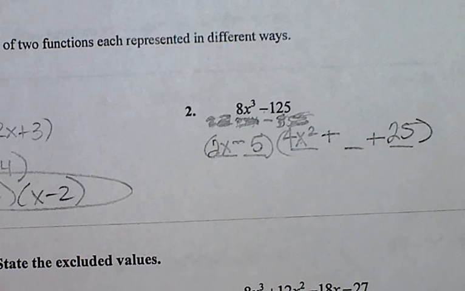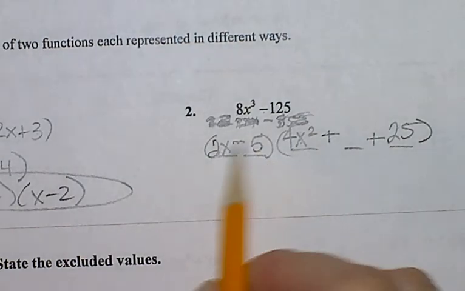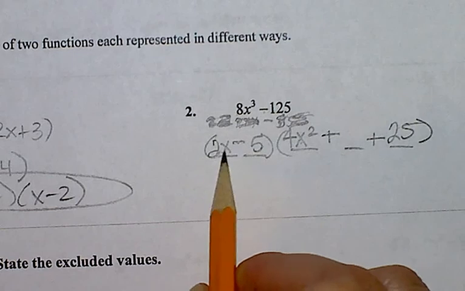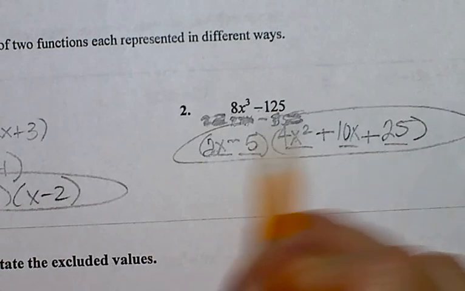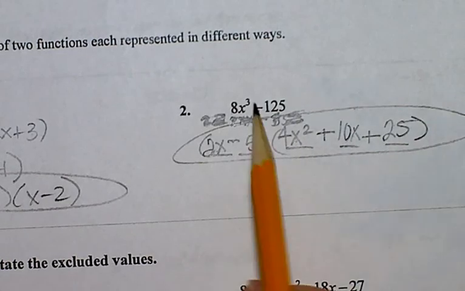Now, how do you get the second parenthesis in the middle? You take the first 2 terms and you multiply them. Forget about the sign. 2x times 5 is 10x. This is the factored form of the expression above.